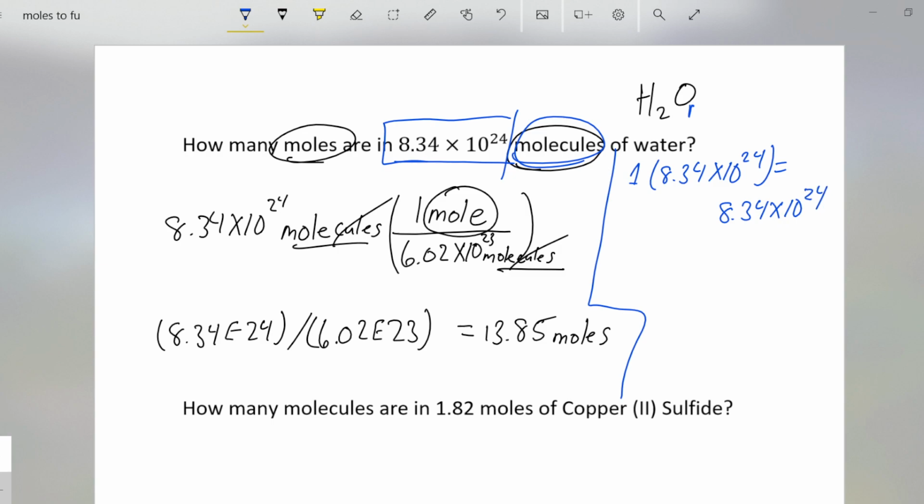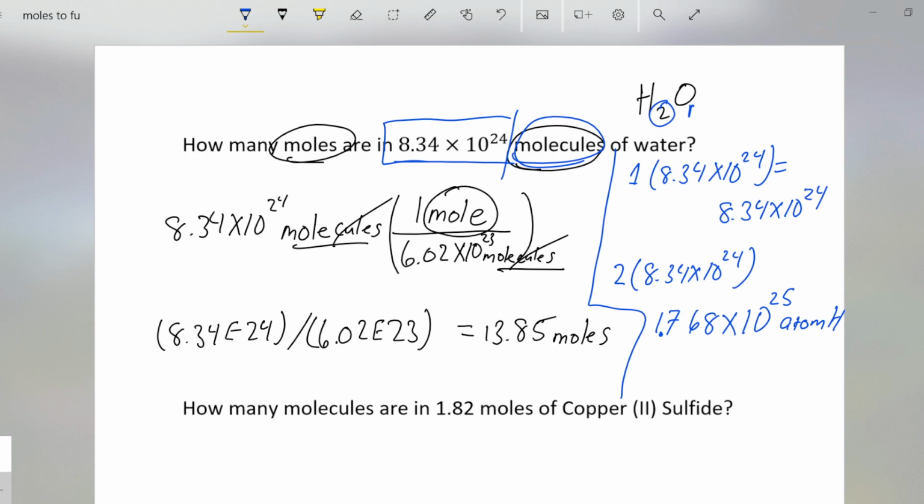And then if I wanted to know how many hydrogens there were, I would take my number of hydrogens in each molecule, which is 2, and multiply that by the total number of molecules, which is 8.34 times 10 to the 24th. That's 18.68. Sorry, doing this math in my head, I didn't have this worked out ahead of time. But that is 1.768 times 10 to the 25th atoms of H. So that's how many hydrogen atoms would be in this many moles of a water molecule.